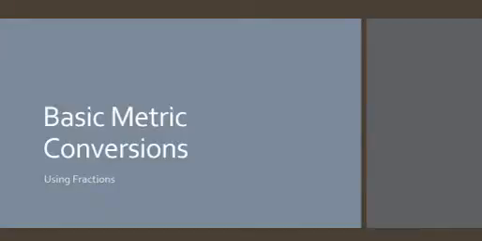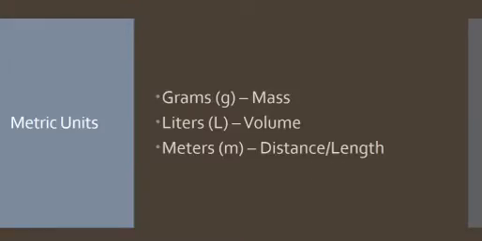Good afternoon, everyone. This is the relearning for converting basic metric units. So the first thing we need to do is talk about our base units. Our three base units we're talking about are grams, which we use for mass, liters, which we use for volume, and meters, which we use for distance and length. Now what we're talking about is converting, and what you're doing when you're converting is changing the language.